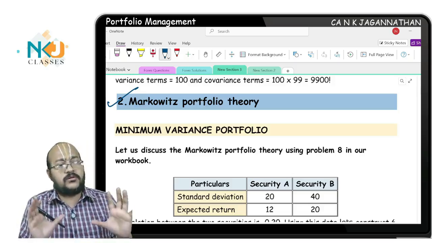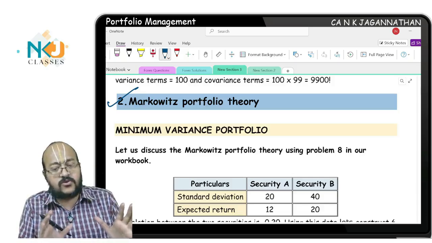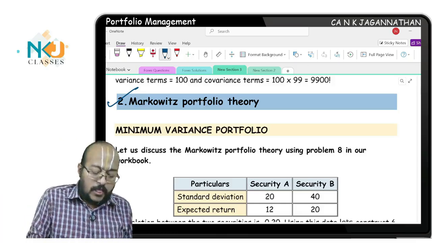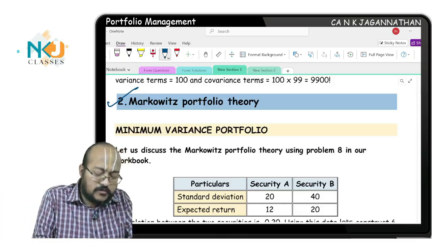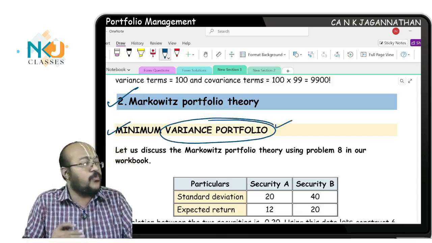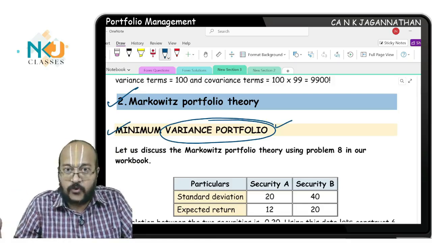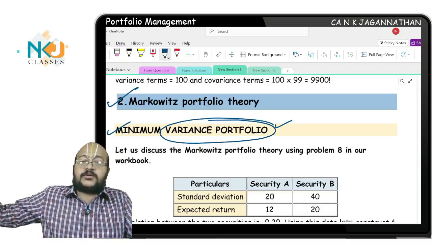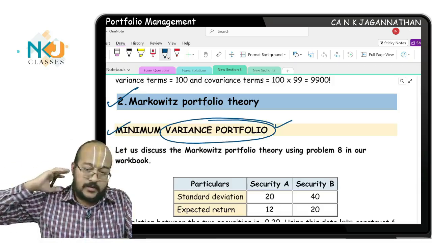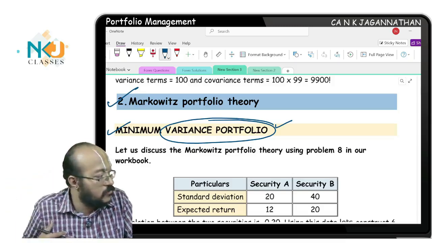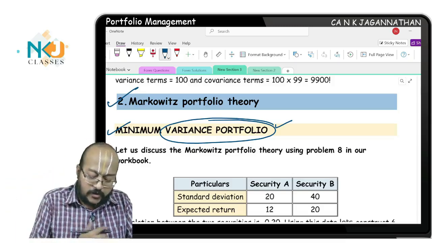All the concepts, all the theories talk about how to construct an optimum portfolio. So the minimum variance portfolio we will try to discuss, or optimum portfolio. This is as per Markowitz portfolio theory. Like this, Sharpe also provides a methodology for finding optimum portfolio, the Sharpe optimum portfolio. So one by one we will try to discuss.